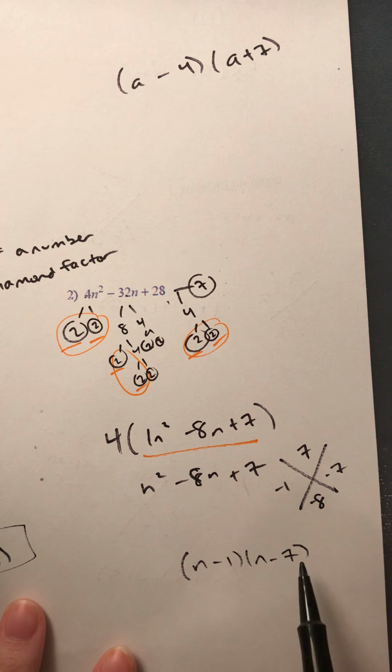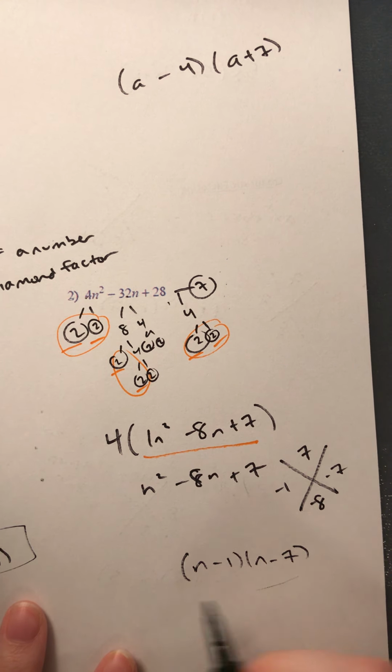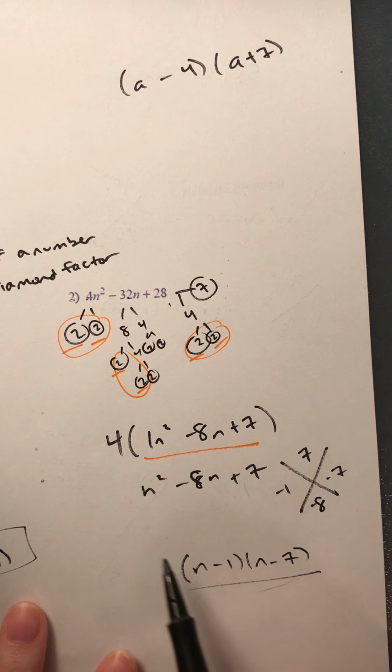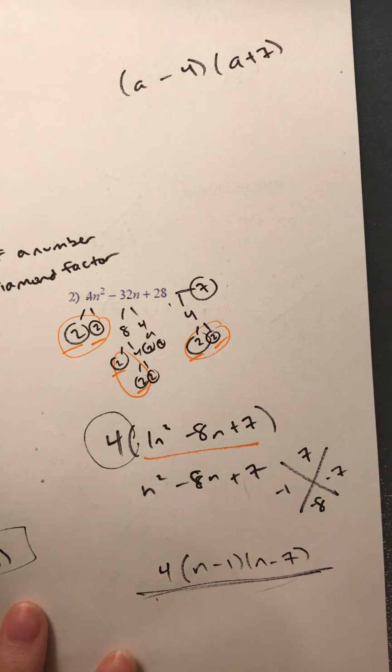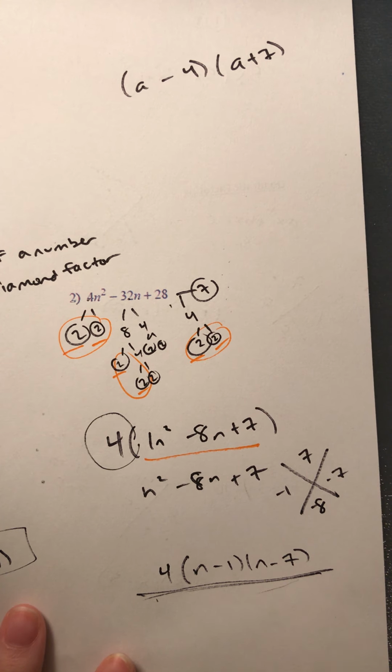But remember, we actually started out with factoring something else out first. So this is almost your final answer, but there's something that we need to bring also down, that 4. So this is your completely factored quadratic.